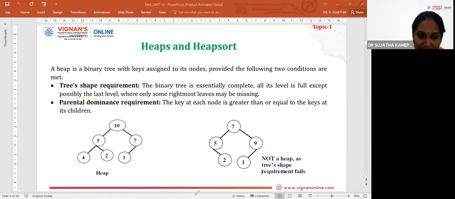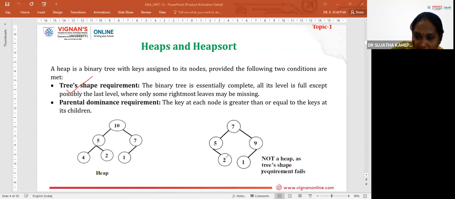Now, here you can see an example of a heap and not a heap. One example I gave does not become a heap, and one example I gave becomes a heap. Here you can see this satisfies the tree's shape requirement. It is a binary tree, the tree's shape requirement is present, and if you observe all the keys, their parents are greater than or equal to the child nodes. But here you can see this cannot become a heap.